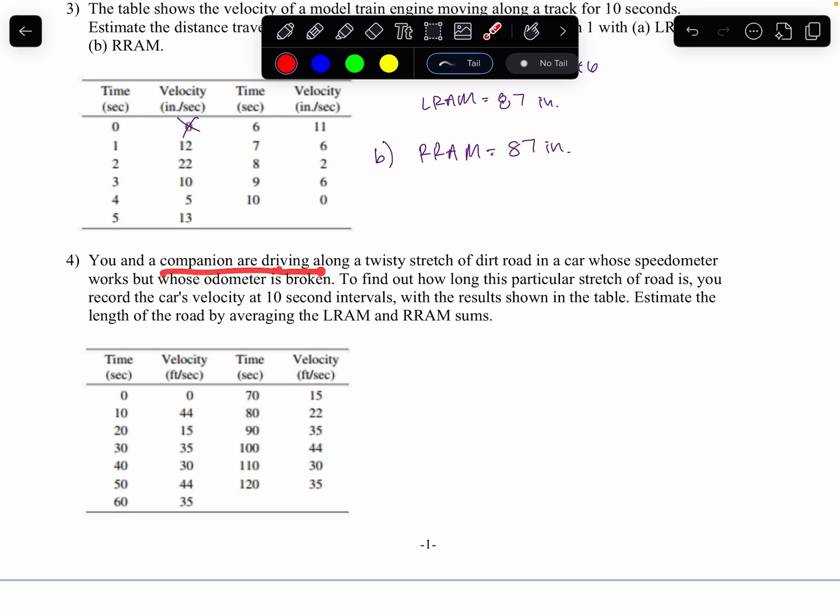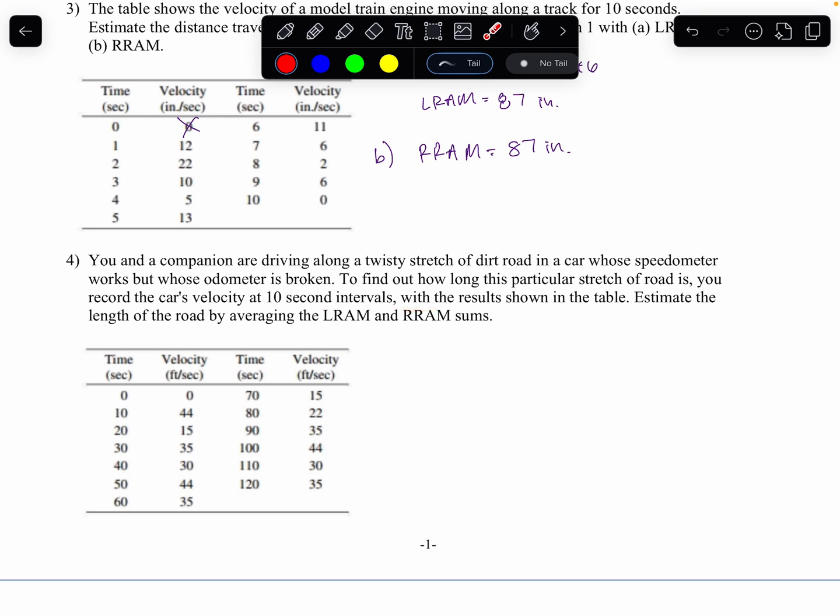For 4, you and a companion. What is this? Sounds like we're on a mission or something. You and a companion are driving along a twisty stretch of a dirt road in a car whose speedometer works but whose odometer is broken. Yeah, you're definitely on a mission. To find out how long this particular stretch of road is, you record the car's velocity at 10-second intervals. Okay, now we're less on a mission.